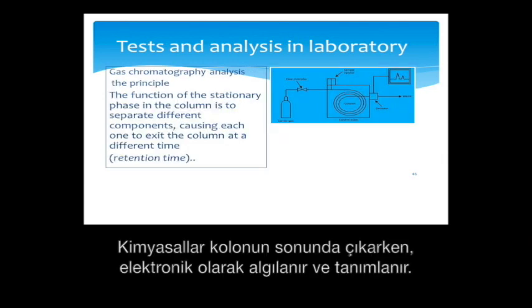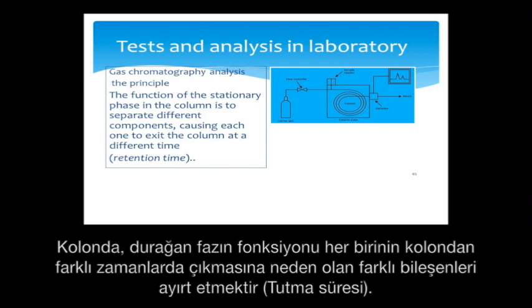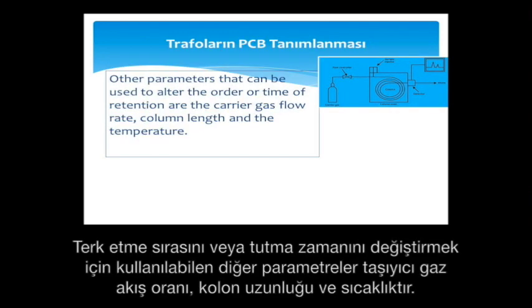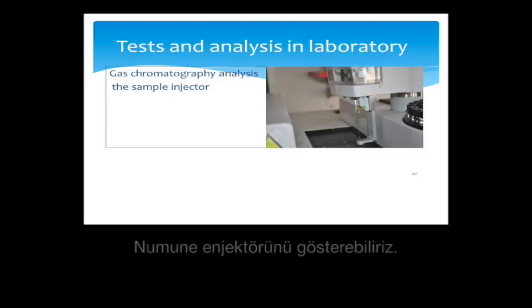As the chemicals exit the end of the column, they can be detected and identified electrically. The function of the stationary phase in the column is to separate the different components, causing each one to exit the column at a different time, the retention time. Other parameters can be used to alter the order or time of retention, such as the carrier gas flow rate, column length, and the temperature. You can see the sample injector.